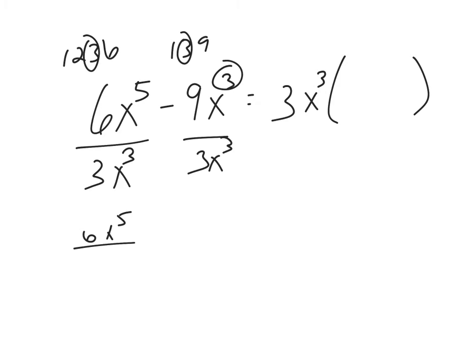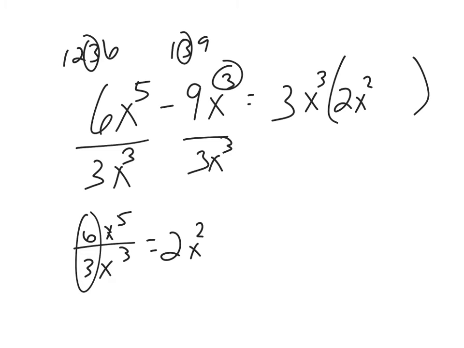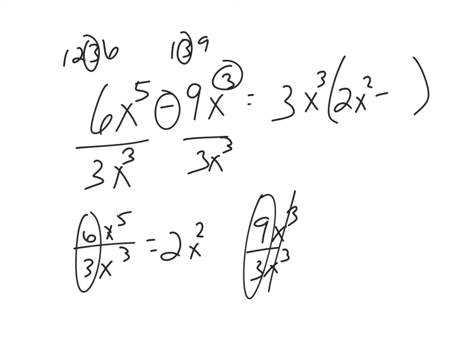Well, 6 divided by 3 is 2. I love 2. I don't know why it's always 2. And then x to the 5th over x to the 3rd is x squared. So that's 2x squared. Then we've got a minus sign. Now, 9x cubed over 3x cubed: the x cubes cancel, and 9 divided by 3 is 3. Now, I look here. Is there anything in common? Nope. So I'm done.